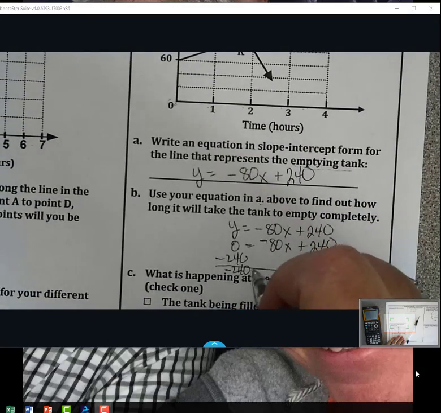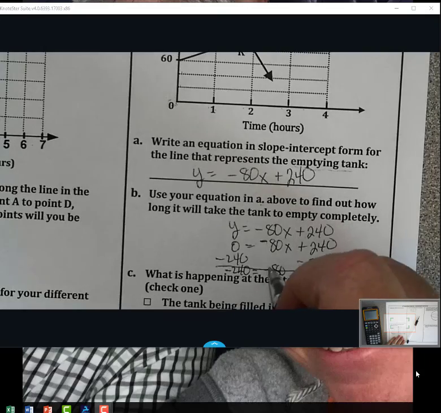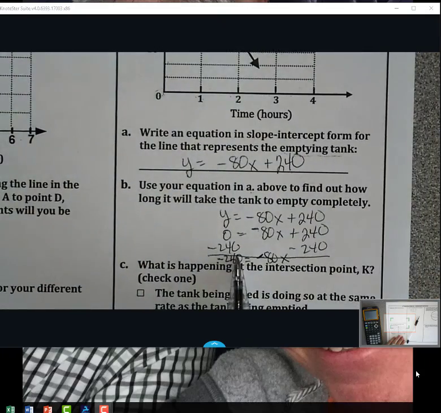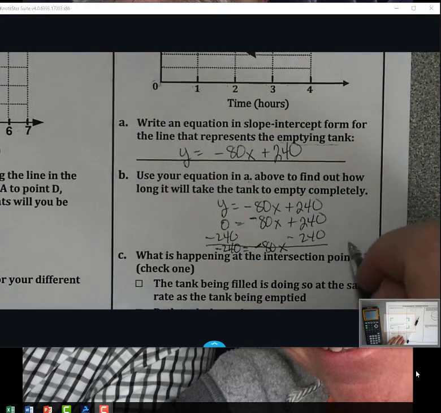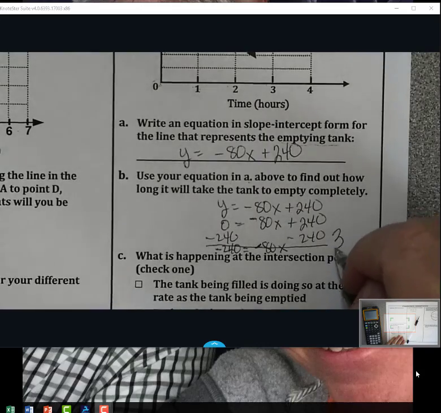Running out of space. That's a negative right there. So negative 240 equals negative 80x. If I divide both sides by negative 80, negative 240 divided by negative 80 will be a positive 3. So 3 hours.